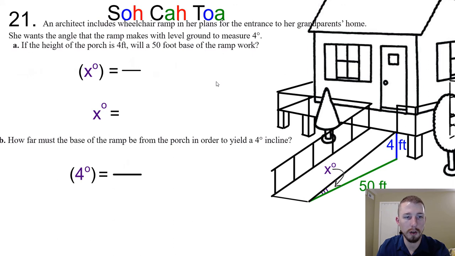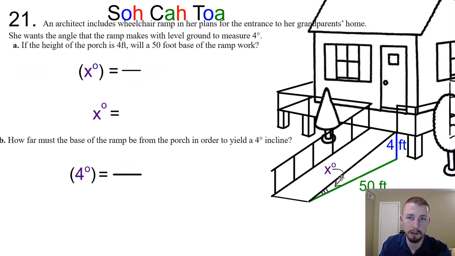Number 21, an architect includes a wheelchair ramp in her plans for the entrance to her grandparents' home. She wants the angle of the ramp to make with the level ground to measure 4 degrees. If the height of the porch is 4 feet, will a 50-foot base of the ramp work? So if we have a 4-foot high porch and then a 50-foot length of the base, is that going to be long enough in order to make the angle no steeper than 4 degrees?